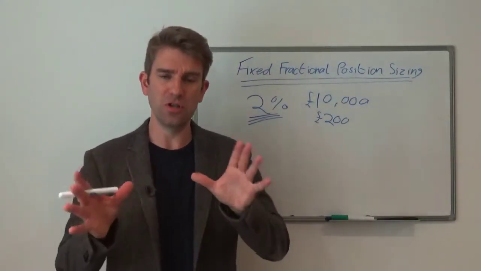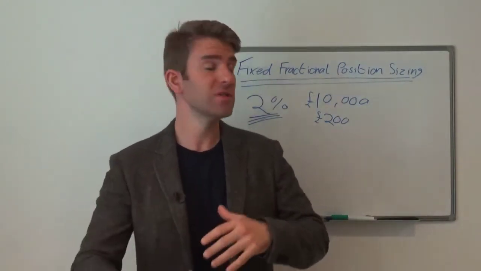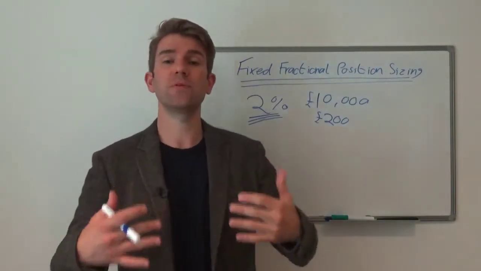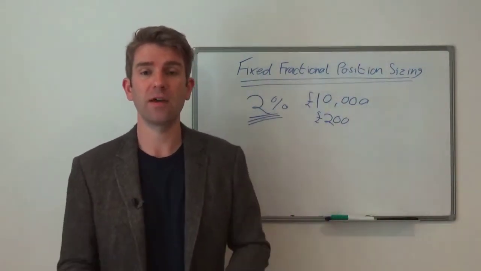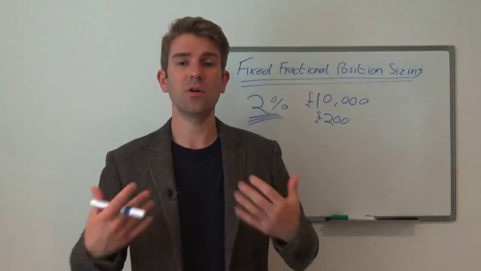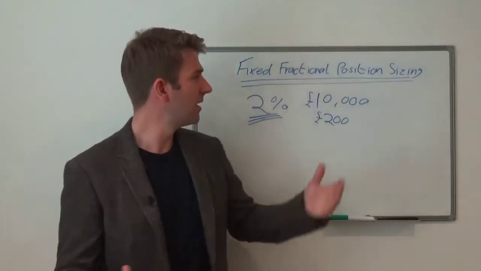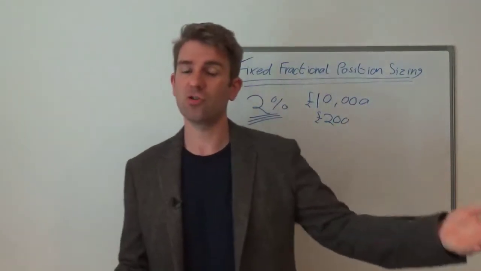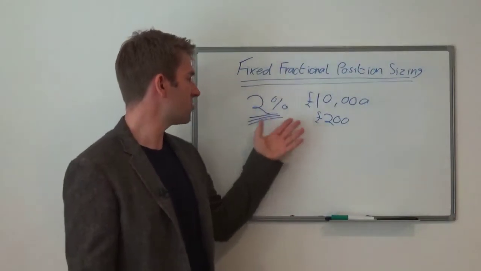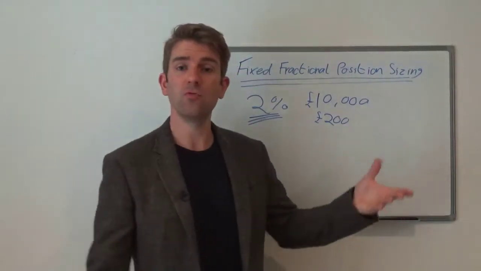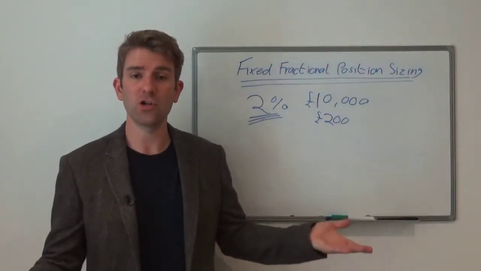Now, obviously the advantage of this is that as your account grows, let's use the analogy of it growing first, you're increasing your position size with the growth of the account. So you're getting the same kind of results as you would be on 10 grand. If you go up to 100 grand and you've moved it up nicely, you're still risking 2%. So at this time, you're risking £2,000 on each trade.